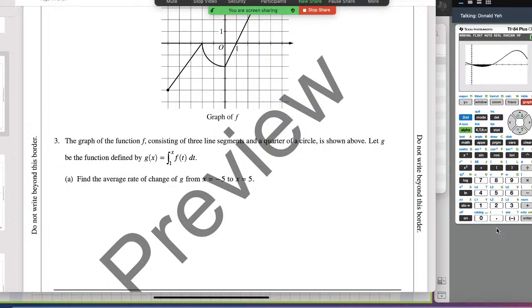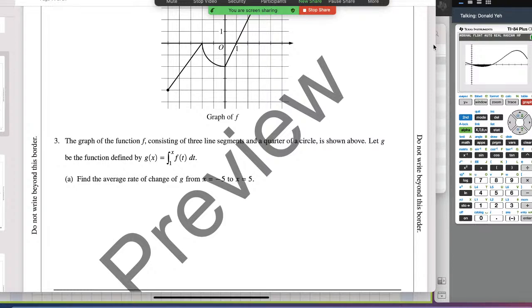Okay, so the way to think about average rate of change is the slope. That's probably the easiest way to think. When you think about instantaneous rate of change, it's the derivative. And when you say average value, that's where you do the integral. Okay.